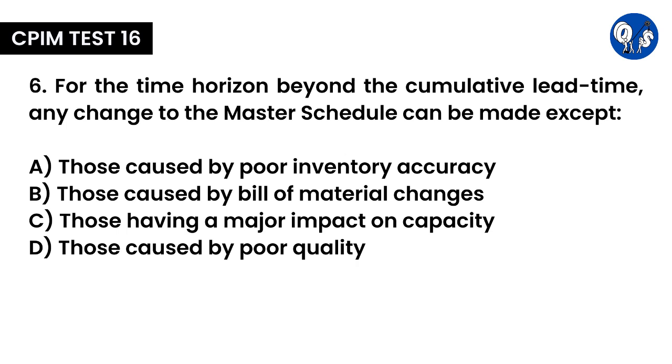Beyond the cumulative lead time for a product, the only problem to the master production schedule would be impacts on capacity. If large orders were booked which caused significant capacity constraints, the master scheduler would need to be informed.